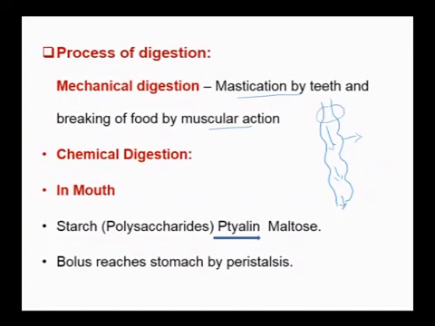Chemical digestion. In the mouth, the starch in the food that we consume, which is a polysaccharide, is converted into the disaccharide maltose by the action of salivary amylase or ptyalin at a neutral pH of 6.8 to 7.2. The partially digested mass of food from the mouth reaches the stomach by peristalsis, and this is called bolus.